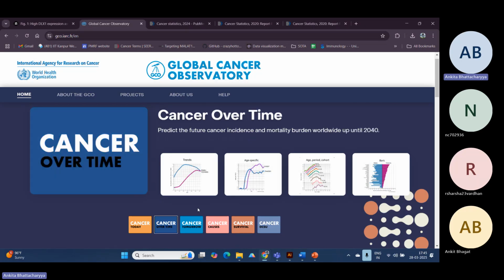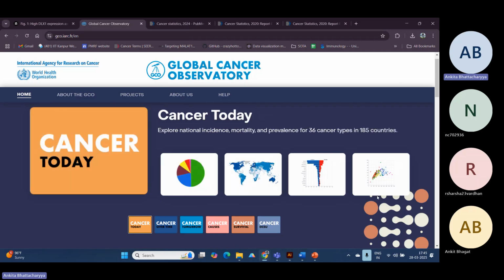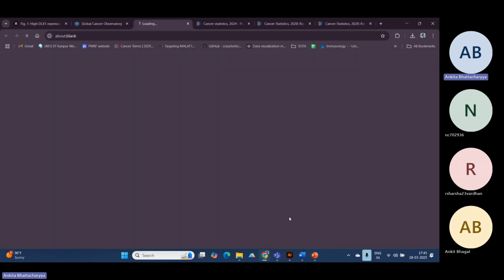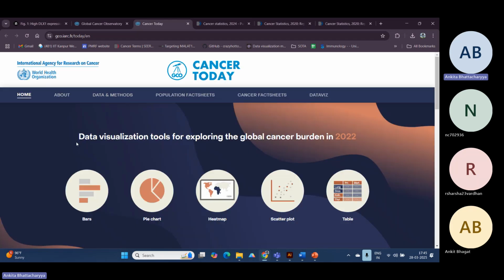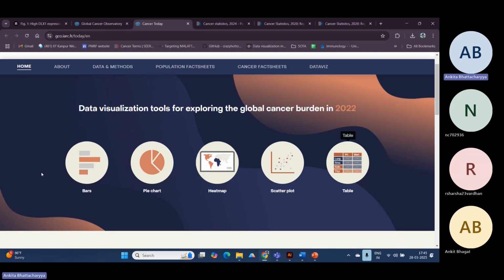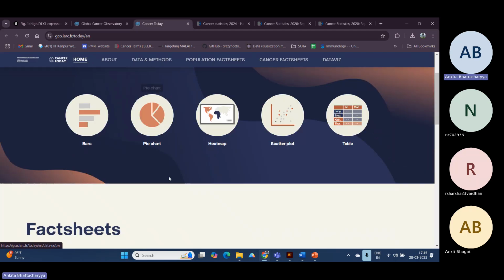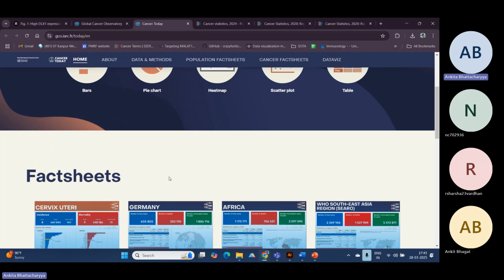Cancer Over Time shows you what kind of a trend it has followed over a period of time and what it is expected to be till the year 2040. And of course, this gives you most of the information that I showed you today. I'll open this up and show you the mortality fact because I missed out on it. So yeah, these are all of the different tools. You can use bar graphs, pie charts, heat maps, scatter plots, or tables. Most commonly, you'll find either bar graphs or pie charts used for representation because they give you a lot of information within a small space.